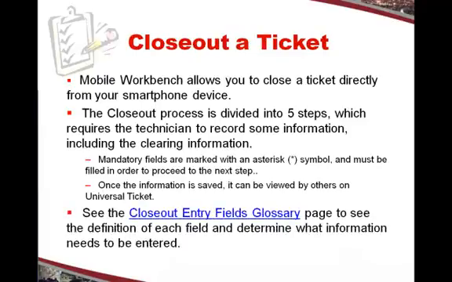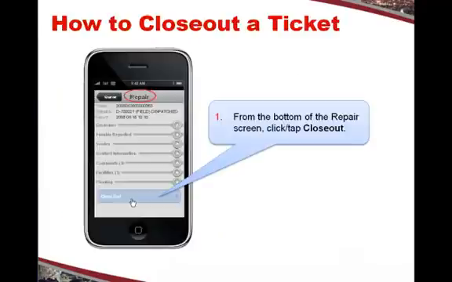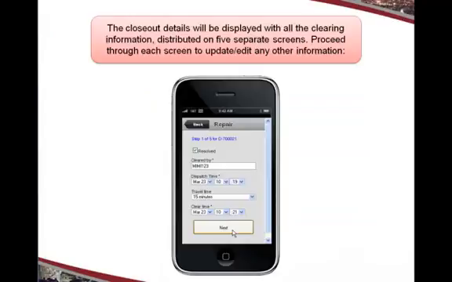See the Closeout Entry Fields glossary to see the definitions of each field and determine what information needs to be entered. This page can be found later on in this video. To close out a ticket, click on the Close Out button at the bottom of the repair screen for a ticket that has been dispatched. The closeout details will be displayed with all the clearing information distributed on 5 separate screens. Proceed through each step to update or edit any of this information.